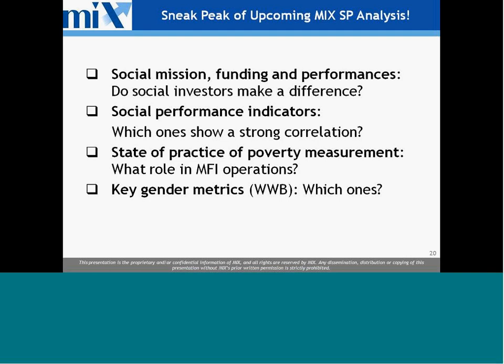The second paper, on SP indicators, will indicate the correlations between and among SP profile and results indicators. The goal is to determine whether these indicators move with each other in a meaningful way, whether certain indicators predict other related ones. The third piece will be about the state of practice of poverty measurement. This utilizes SP data from MFIs that measure poverty and combines it with MFI interviews in order to determine what role poverty measurement plays in MFI operations, and how and when it benefits MFIs and clients.